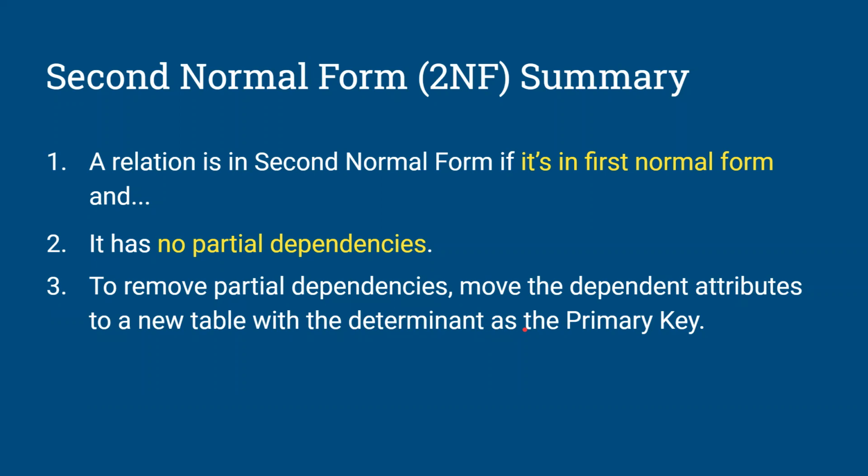Questions on second normal form? What do you think? Tell me where you are in second normal form, 0 to 5. So 4, 5, 5, 4, 4, 4, 4, and 5. Good. Okay. Let's take a look at third normal form.